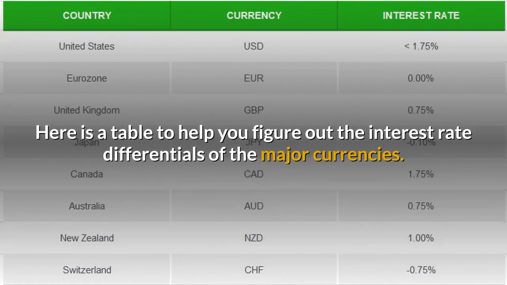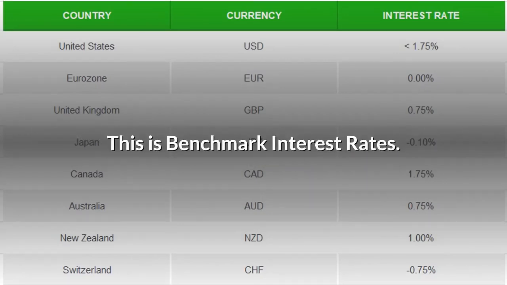Here is a table to help you figure out the interest rate differentials of the major currencies. This is benchmark interest rates.